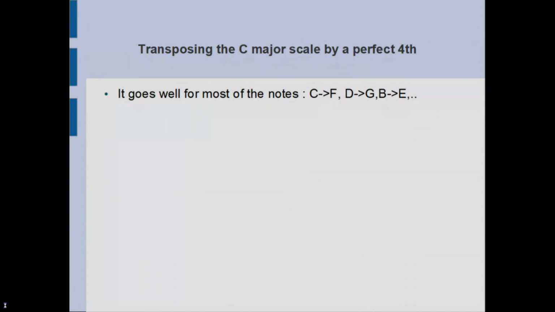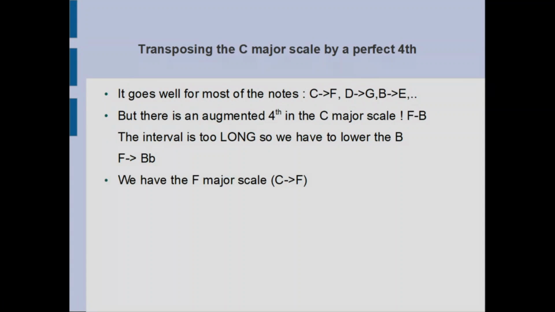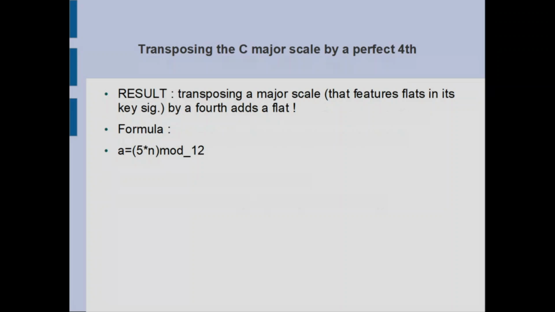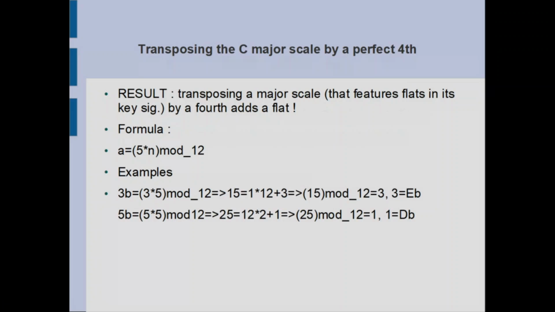Now we have the fourth, etc. The formula is A equals 5 times n modulo 12. Example, and this time I won't forget the example. 3 flats equals 3 times 5 modulo 12, which is 15. 15 equals 1 times 12 plus 3. That means that 15 modulo 12 equals 3, and 3 is E flat.